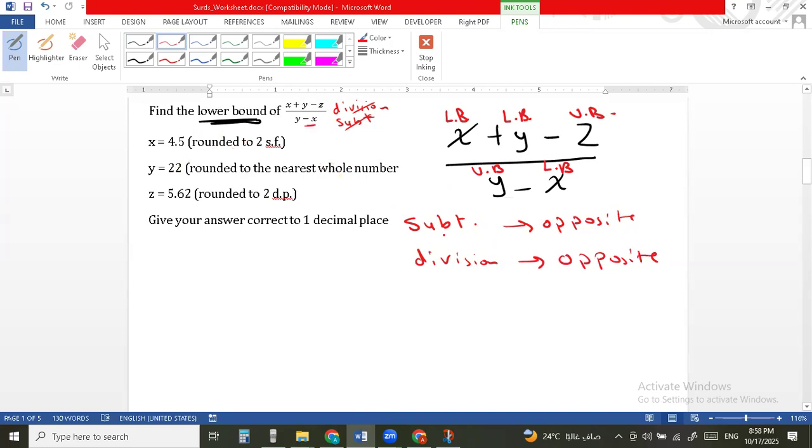So if it's subtracted, get the opposite. If it's divided, get the opposite. Mister, if it is both divided and subtracted, what am I going to do? Get the same as what they want. Okay, that's what happened here to the x. It got divided and subtracted at the same time, so we're going to get the same as what they want. We're going to get the lower bound.